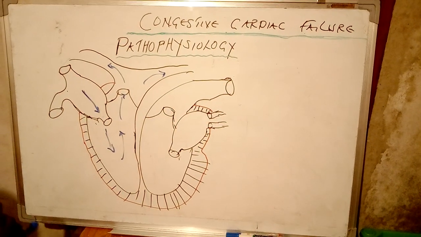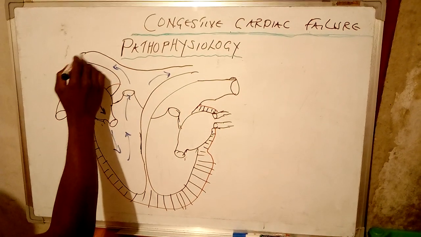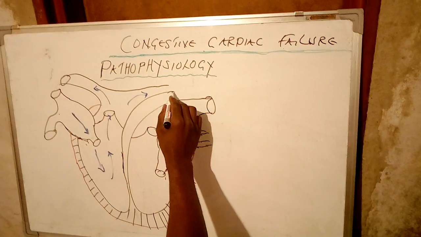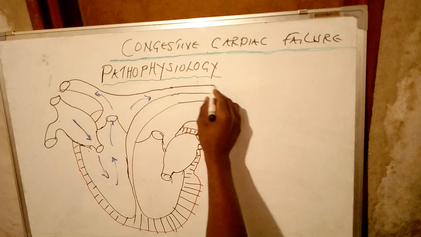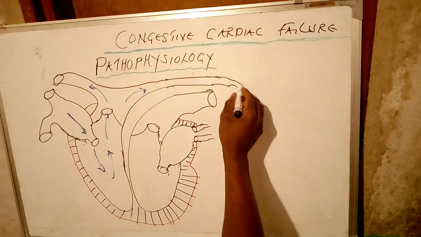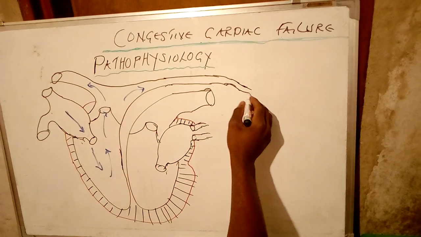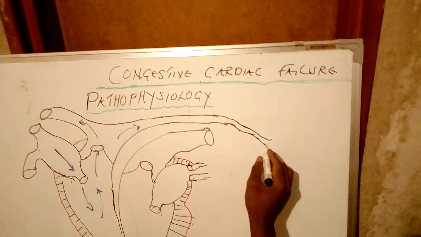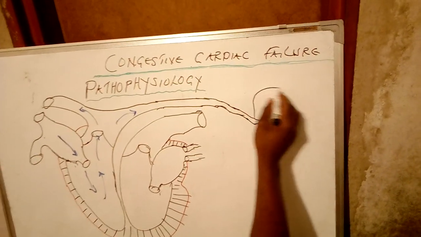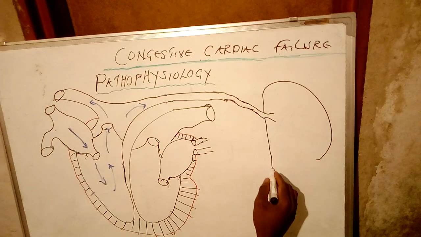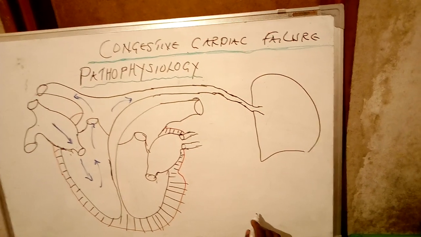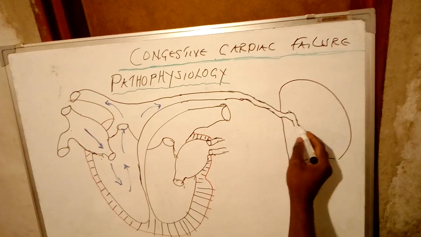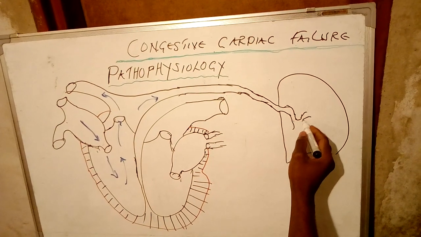So let us take it to the lungs. Let us also draw the lung, so that we understand the pathophysiology of congestive cardiac failure. This is the blood vessel going to the lung, and we are calling it the pulmonary artery. When the pulmonary artery reaches the lung, it bifurcates into small, minute blood vessels, which we call pulmonary arterioles. Then from the pulmonary arterioles, capillaries will be formed.